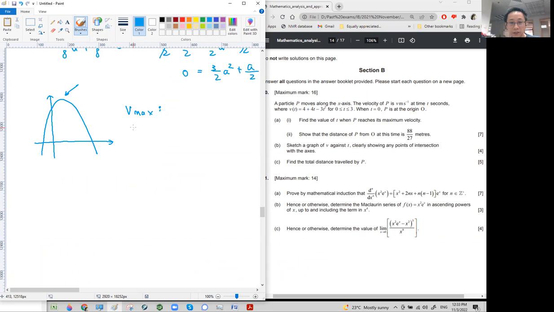So to find Vmax, you have to set dV over dt equal to 0. So we're looking at 4 minus 6t equal to 0. So the time would just be 4 over 6, which simplifies to 2 over 3. Show that the distance p from origin at this time is that. If you graph it out, then you can see that there's no change in direction yet, which means that you can simply integrate the VT relationship from 0 to 2/3.